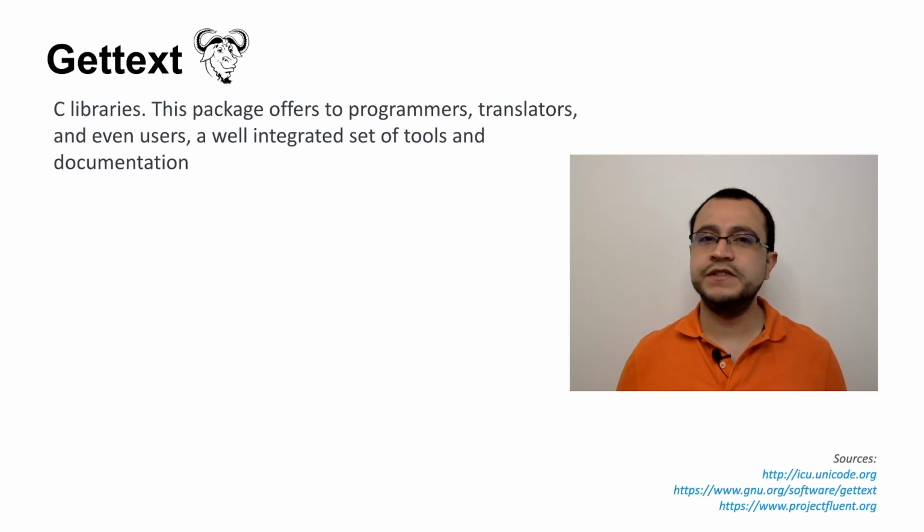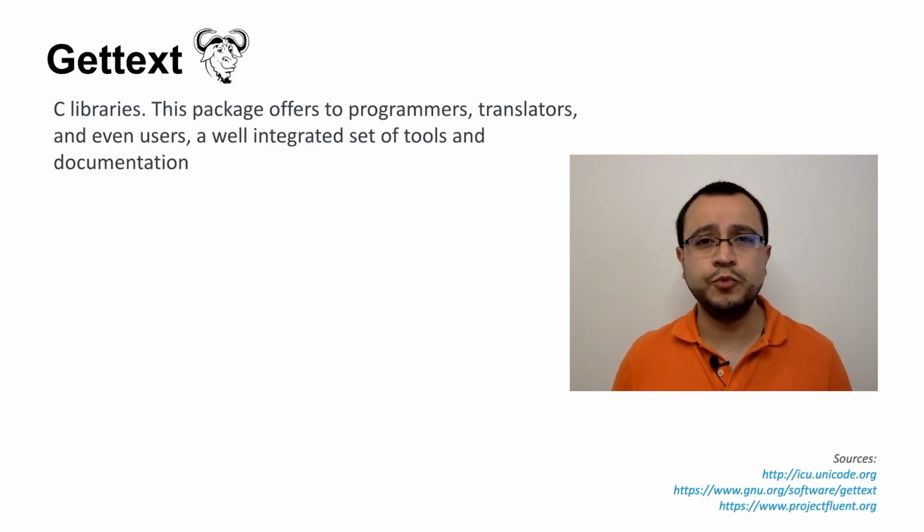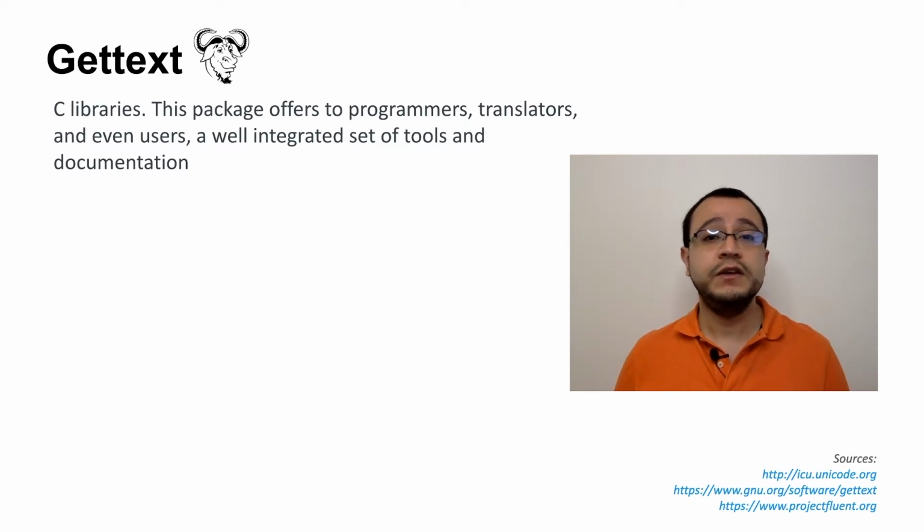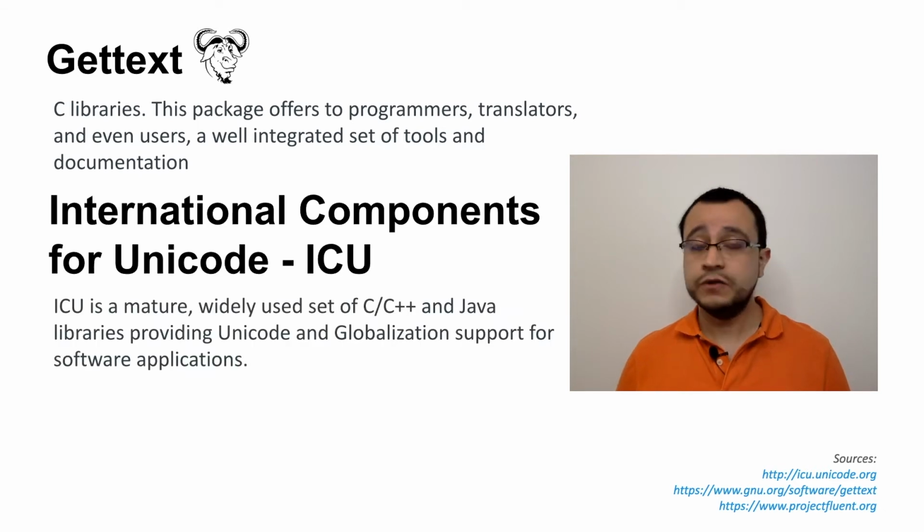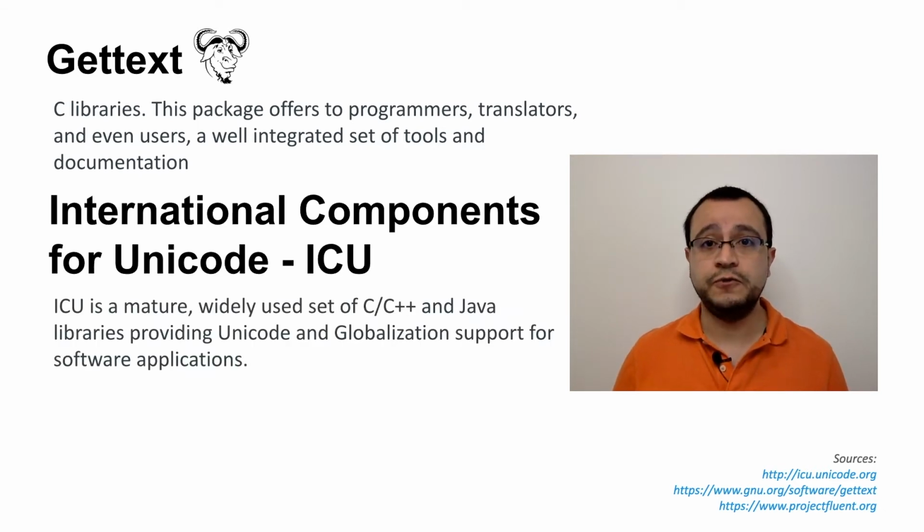Now let's talk about the systems. Let's start with Gettext. It comes from the GNU project and is one of the older systems. It was originally targeted at providing tooling and globalization for developers, translators, and users using the C language. The Unicode consortium also created ICU, which stands for International Components for Unicode. And the target language for this one was C, C++, and Java originally.